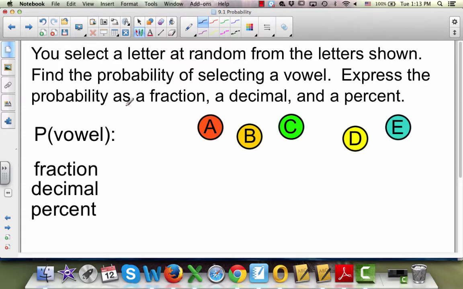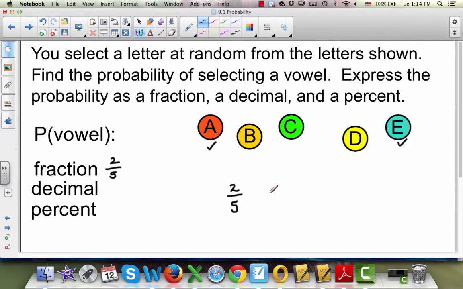Alright, now let's look at this one. You select a letter at random from the letters shown. Find the probability of selecting a vowel. Express that probability as a fraction, a decimal, and a percent. Alright, how many possible outcomes are there? There are 5 possible outcomes. 1, 2, 3, 4, 5. What's the probability of getting a vowel? Well, A is a vowel, and E is a vowel. So that gives us 2 favorable outcomes. So as a fraction, that would be 2 over 5.